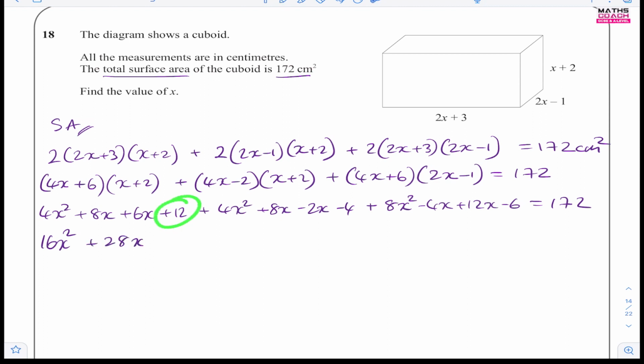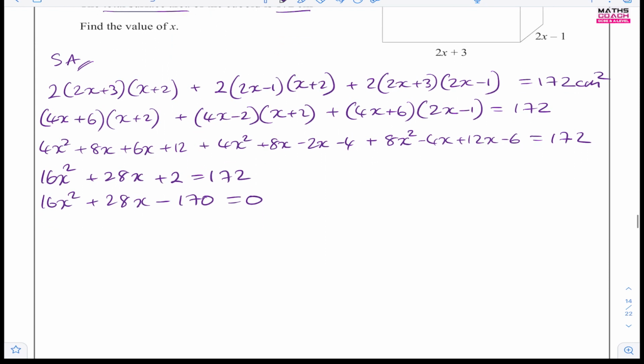And finally, the numbers, if you add them together, that gives us plus 2, which is still equal to 172 on the other side, which we're now going to move over to this side. So we have 16x squared plus 28x minus 170. That's equal to 0. If we divide this by 2, we now have 8x squared plus 14x minus 85 is equal to 0. Now, all you have to do is factorize this equation.